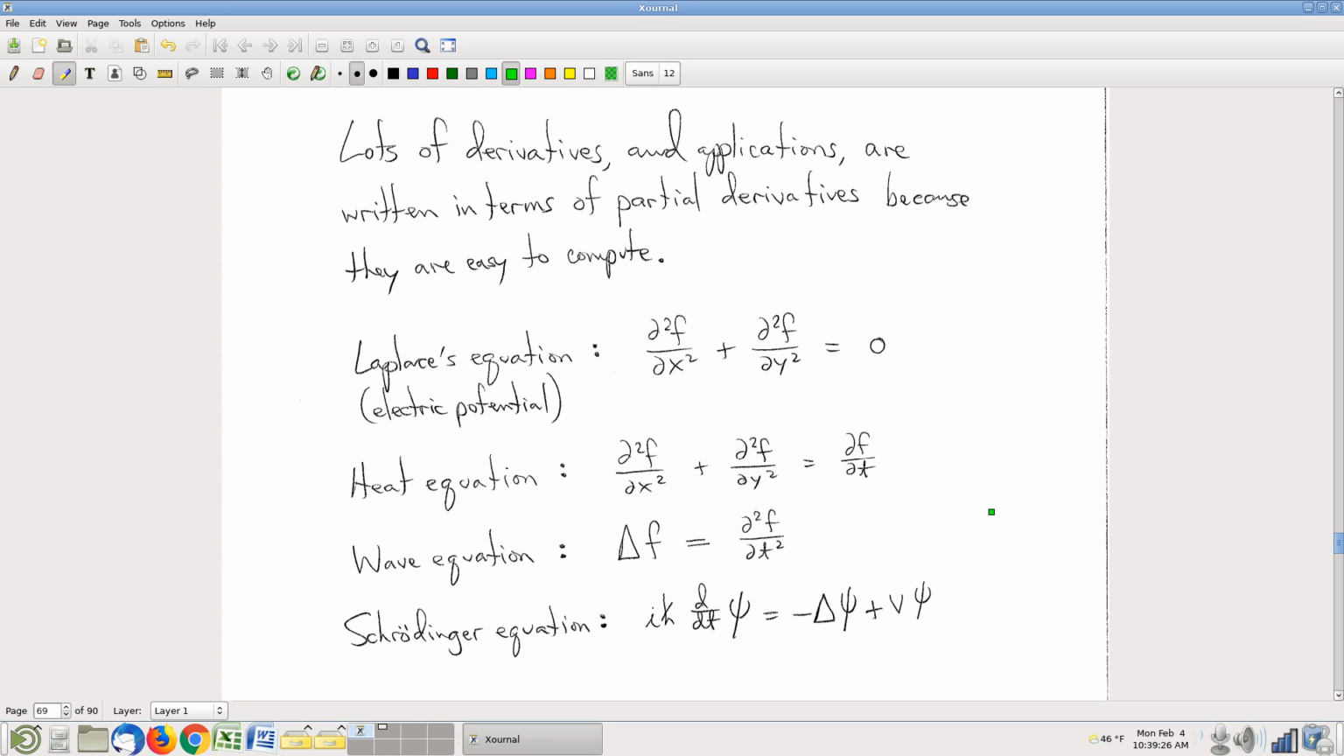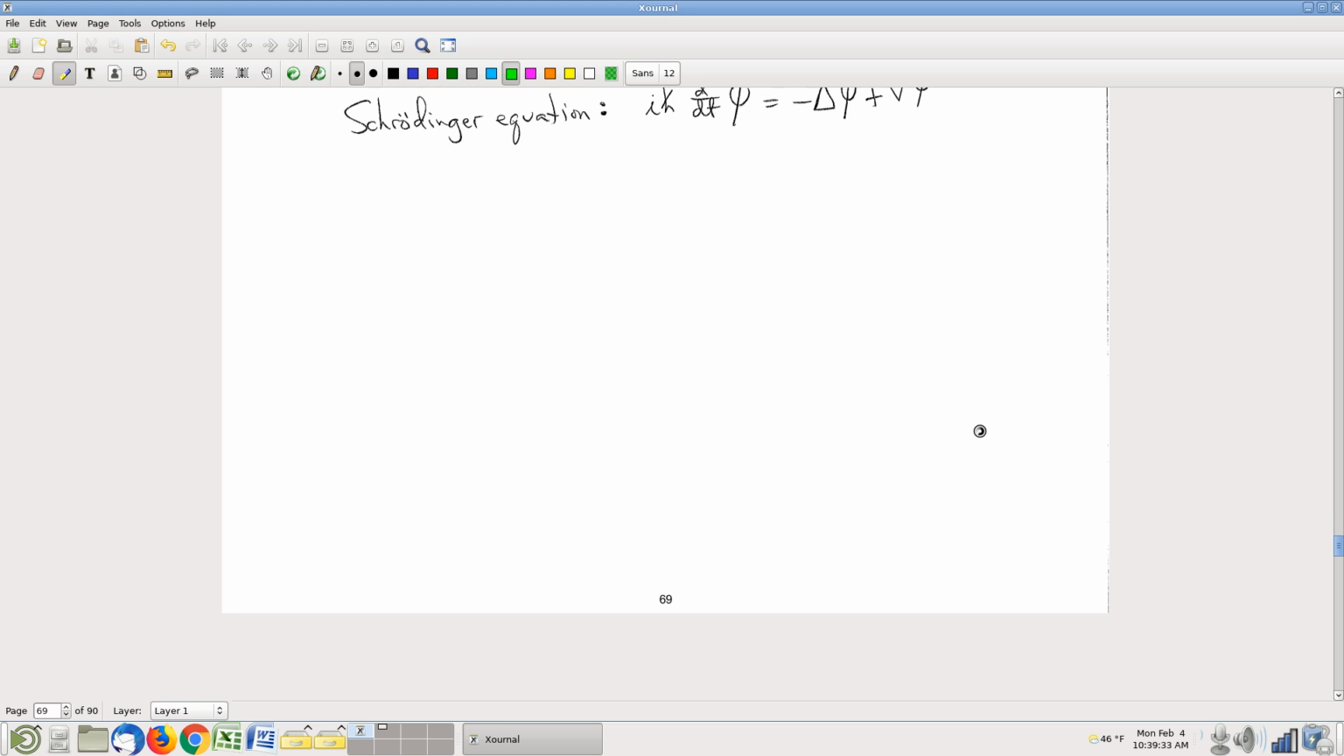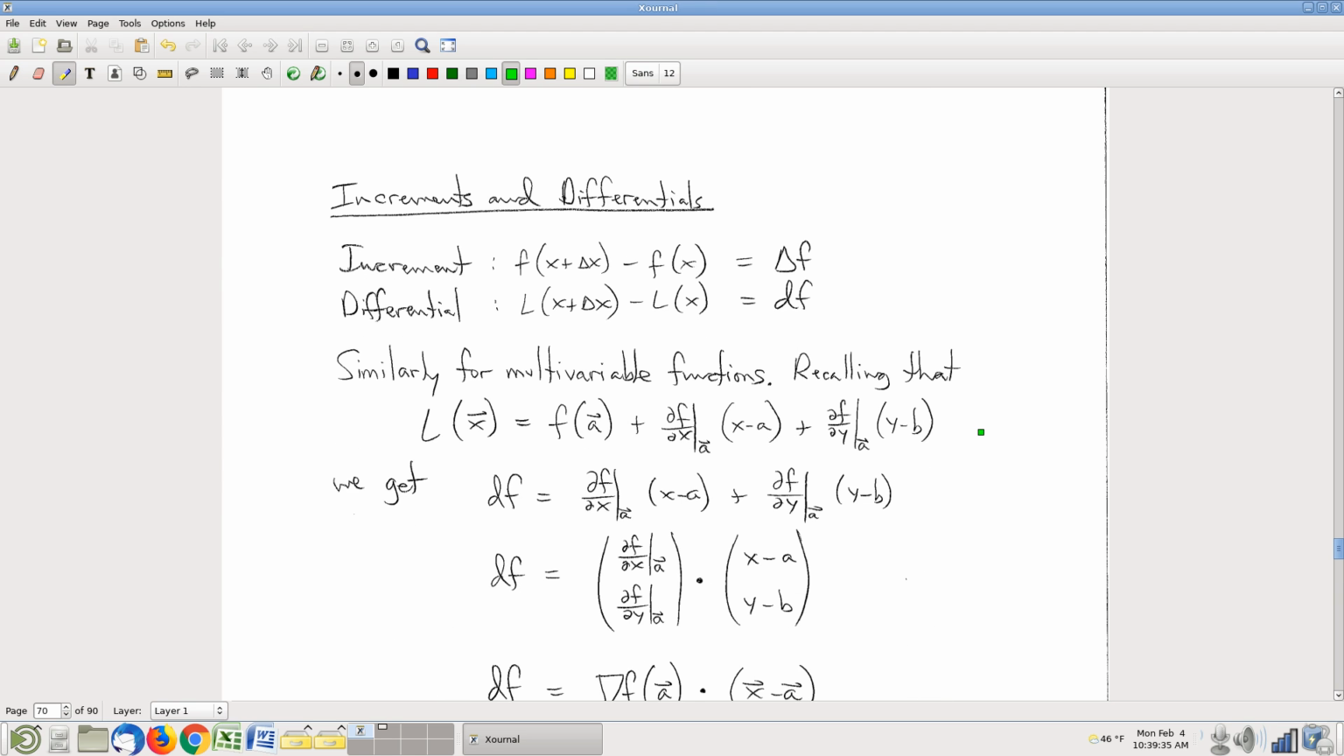Okay, you're not responsible for any of these equations, by the way. I just wanted to show them to you. Okay, next section.